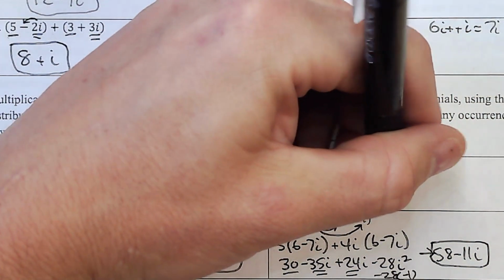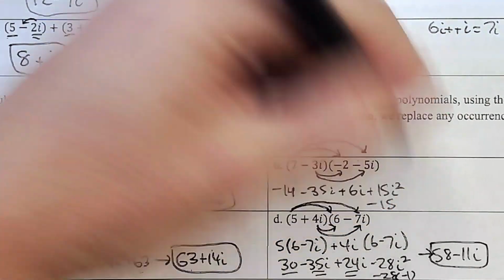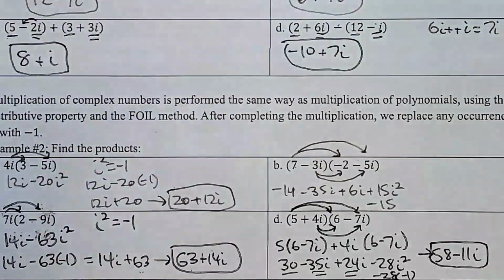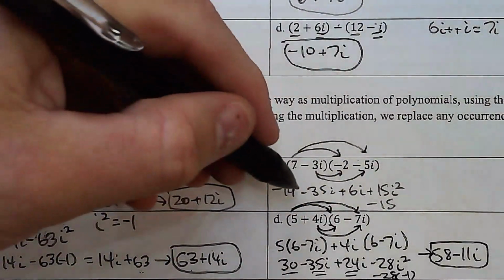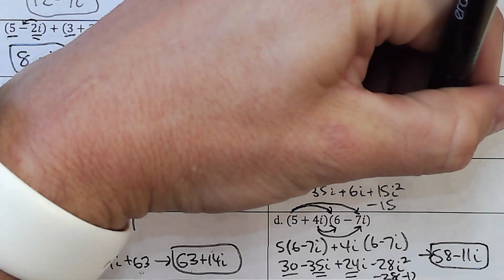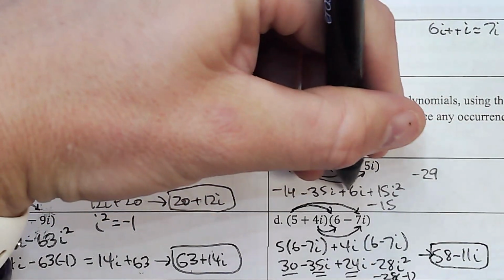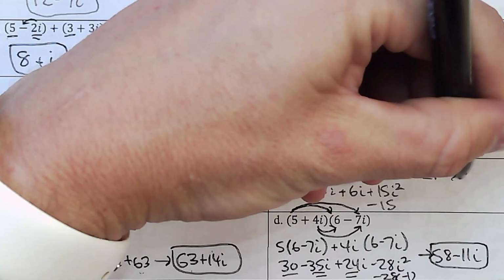What's i squared equal to? Do y'all know the trick, that this is 15 times -1? What could I just put? Could I just change this to -15? That's a trick. You could just change the sign of that. So -14 minus 15 would be what? -29. -35i plus 6i would be -29i.